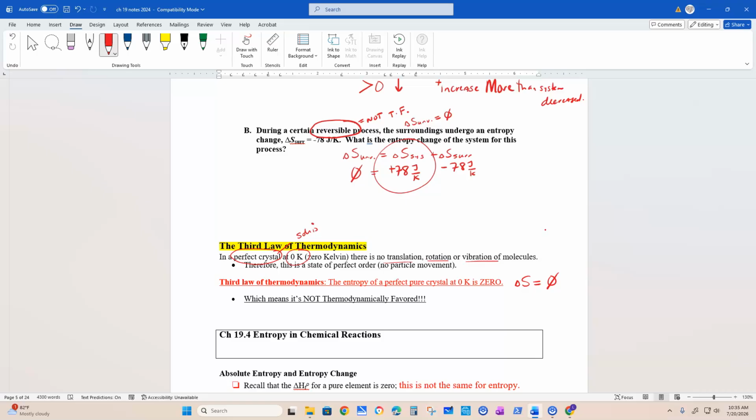Okay, which we know that is not thermodynamically favored. So it's only talking about a solid phase. You know, liquids and gas, they are moving forever and ever. Just some move more than others. But if you actually want to stop a solid particle's movement, then you've got to get it to 0 K.